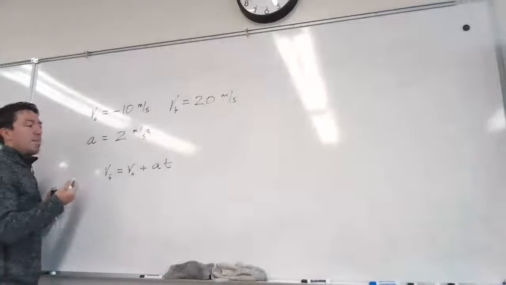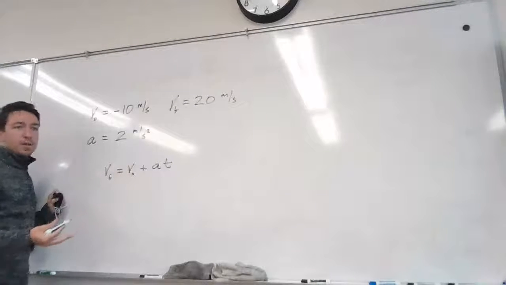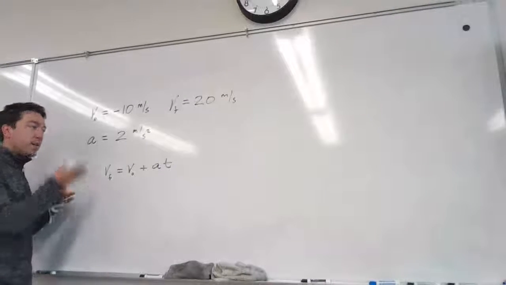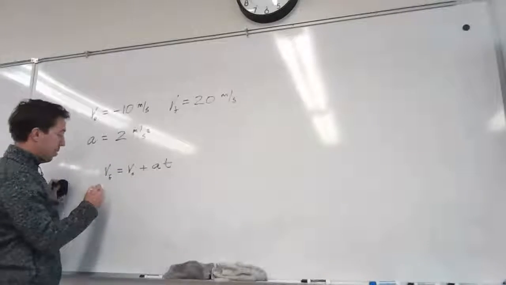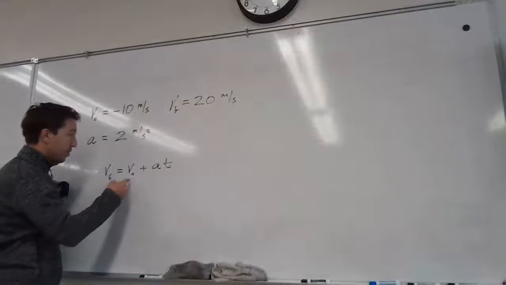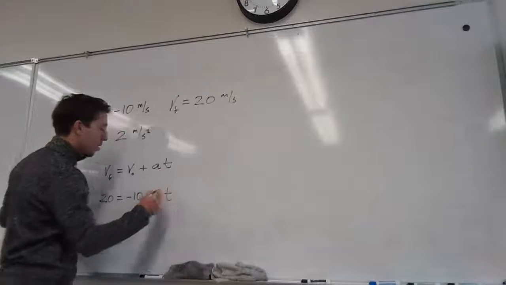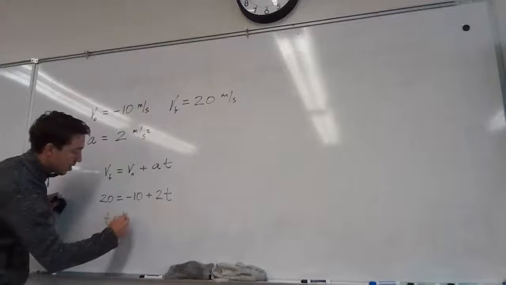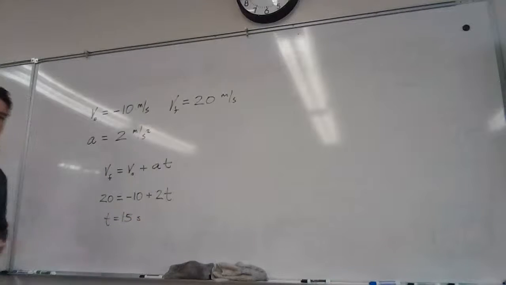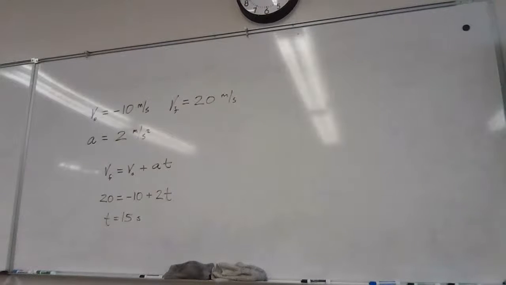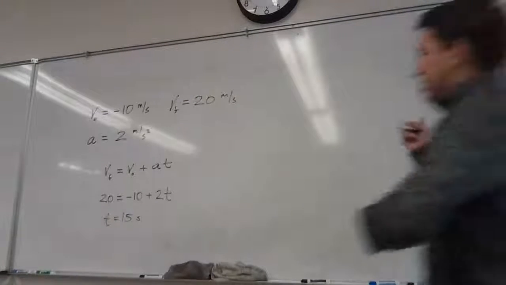I find a lot of people are more comfortable with a formula. It constrains your thinking to something very concrete. So my final velocity was 20, my initial velocity was -10, my acceleration was 2. If you solve that, you get 15 seconds. Cool beans? Any questions on that? Now, the graphs are going to be a little interesting.